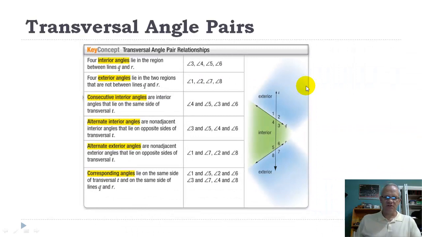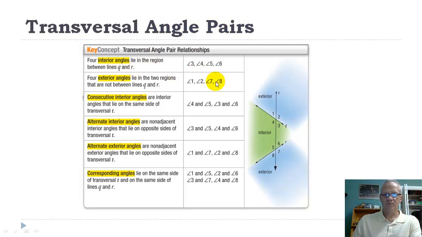Here we're getting to some stuff. In this situation, we're talking about what they call transversal angle pairs. A transversal is, if you have two lines, and here you've got line Q and line R, a transversal is a line that cuts across both of those lines. So line T here is the transversal line. That's the line that cuts across these two other lines, and it makes a bunch of angles. We have names for all these different pairs of angles. So let's walk through here and get you used to these.